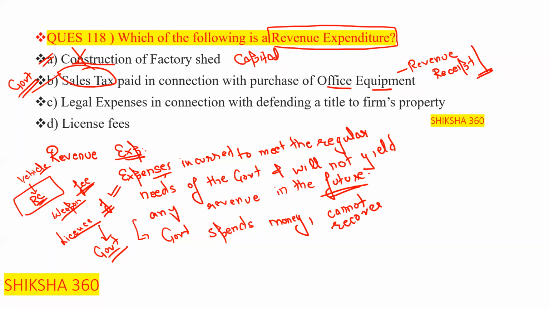So that is also one type of shift, clear. So this one is also not our answer, clear. So this is our answer, clear.